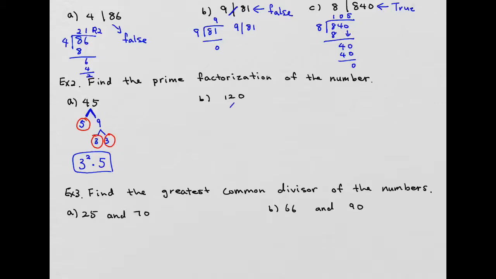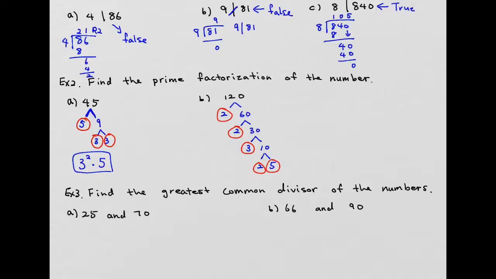120 is an even number. I will always start with 2 because 2 is the smallest prime number. And with an even number, 2 always fits in, right? So 2 goes into 12, 6, and you have a 0. So 2 times 60 is 120. 60 is another even number. So if I factor 2 out, that will be 30. 2 times 30 is 60. And that's 3 times 10, that's 2 times 5. So the prime factors of that number are at the end of the branches.